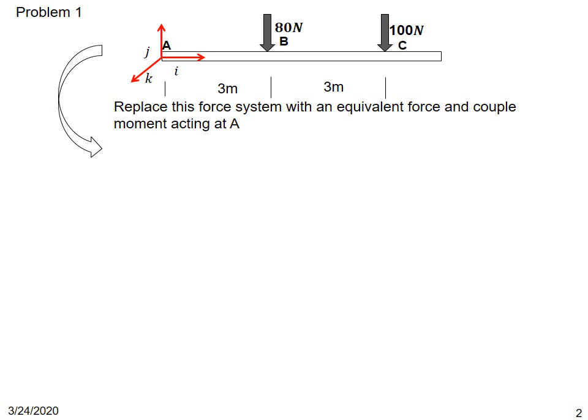The reference coordinate is fixed at one end of the beam, which is at A. The distance AB is 3 meters and distance BC is 3 meters. The question is, replace this force system with an equivalent force and couple moment acting at A.